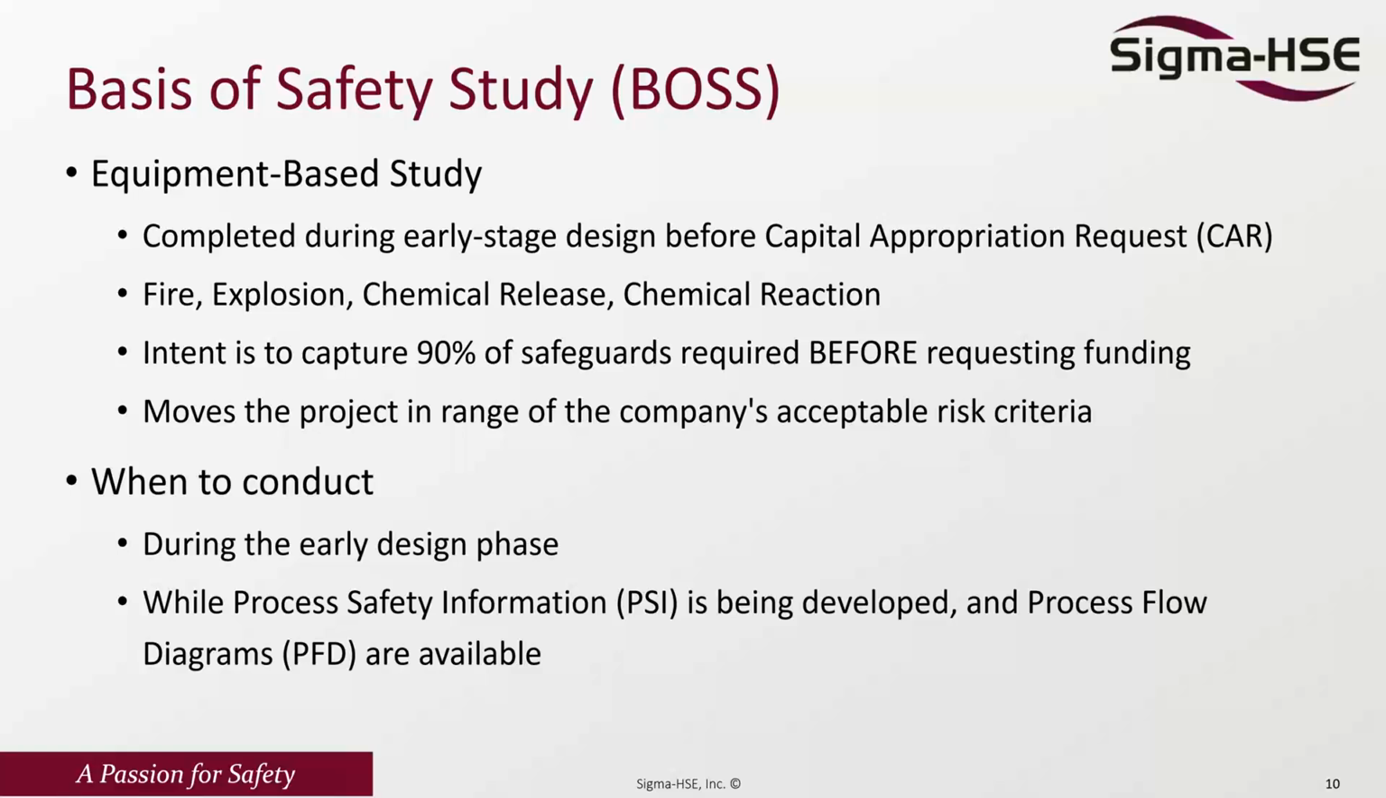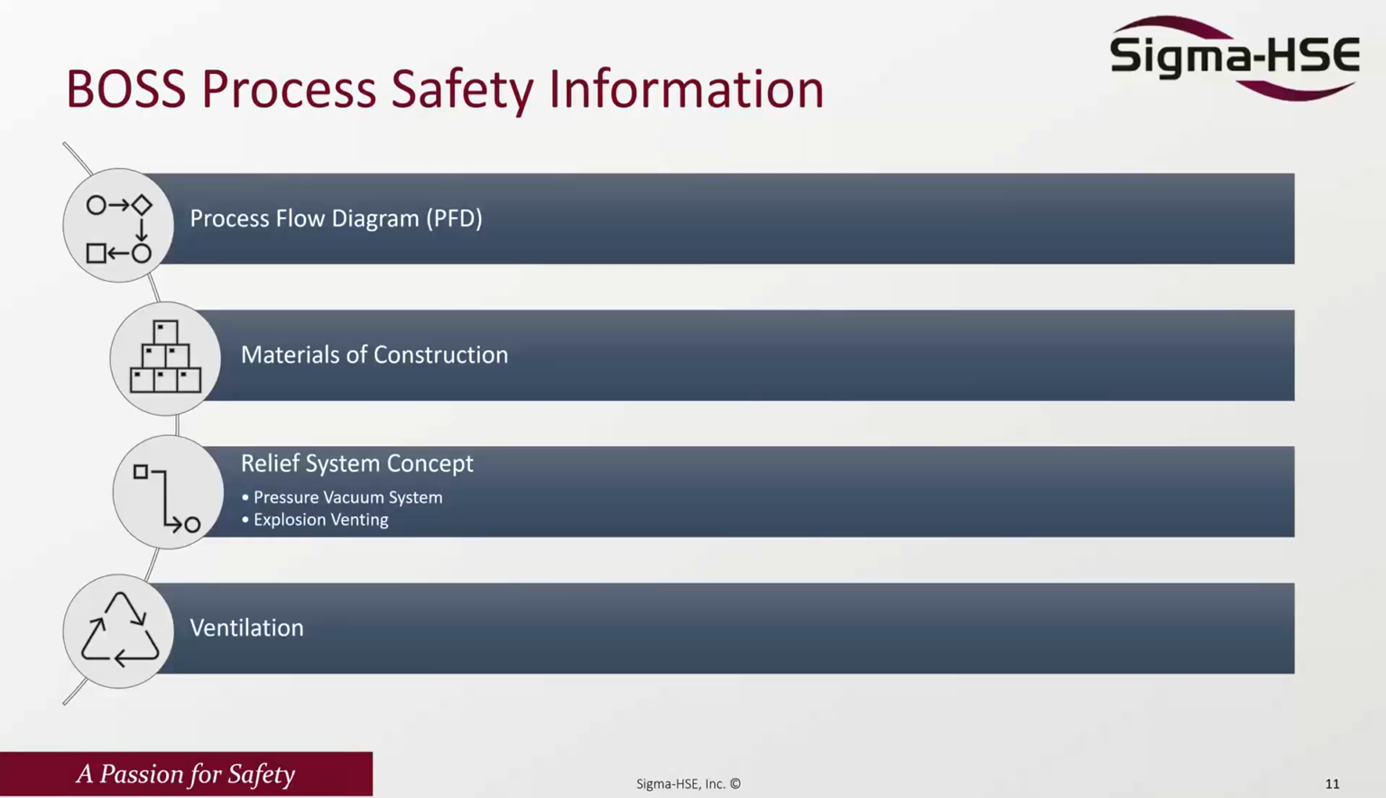It's used to move the project into an acceptable range of the company's risk criteria. It's conducted in the early design phase while the process safety information is being developed and when the process flow diagrams are available. Some of the process safety information required for a basis of safety study at this stage are the process flow diagrams, materials of construction, relief system, and ventilation.